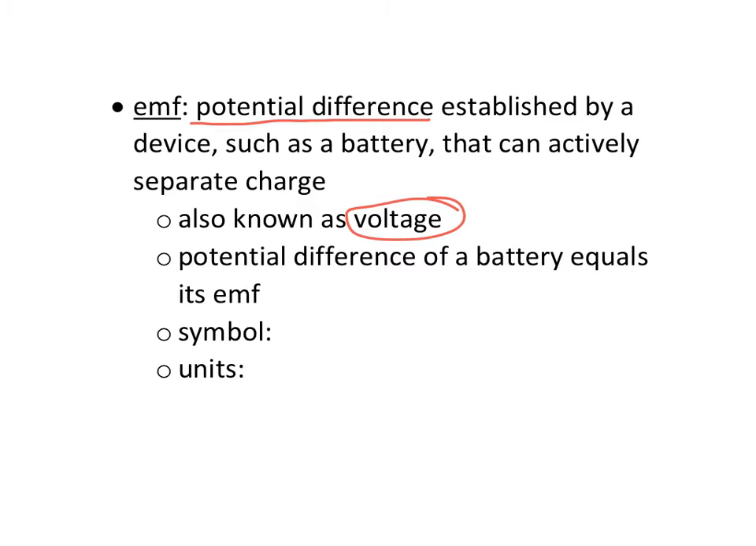The potential difference of a battery is equal to its EMF. So a 9-volt battery has an EMF of 9 volts. The symbol for EMF, and this is why you're going to find me using voltage so much, is a capital V, and the unit would be volts. The symbol for volts is also V. And this is just an intrinsic property of, say, a battery.